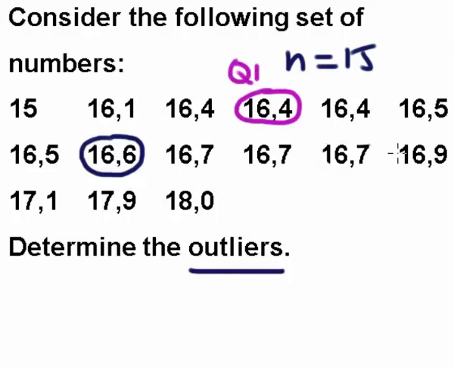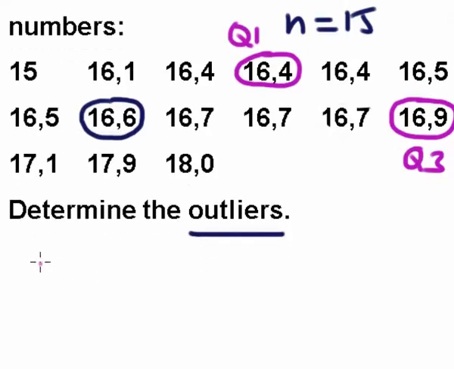Then we go to the upper half, which has 7 values, so we take the middle one there as your upper quartile. For the upper quartile, there are 3 scores on the left and 3 on the right. The lower quartile also has 3 on the left and 3 on the right. The median is right in the middle of the whole data set. So that's great.